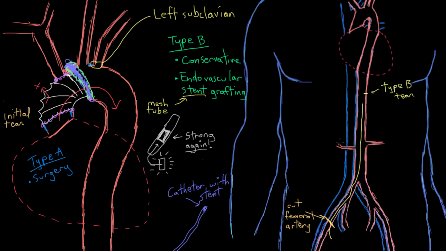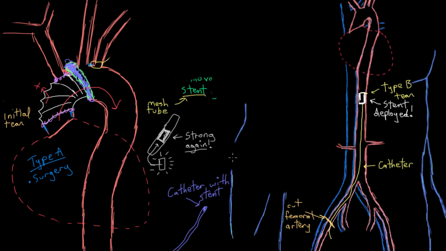And when the stent gets deployed, it gives strength to the walls that it's covering. It sort of reinforces them. And now that tear can't contribute to any more damage to your aorta because it's now blocked off by the stent. All right, so now medications.